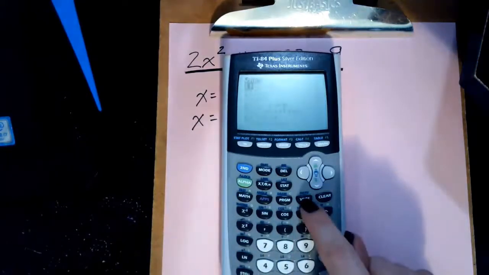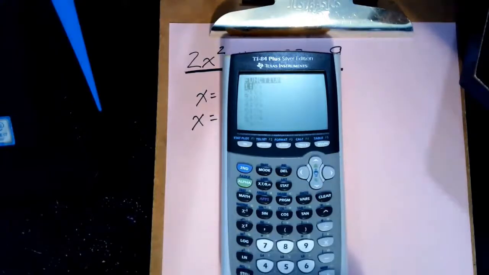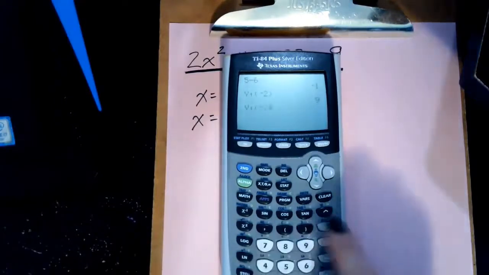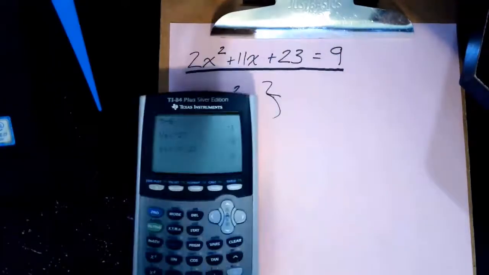I go vars, y vars, function, hit the button 1 because of y1, and I go -7 divided by 2, which was my other solution. Yes, it is 9.